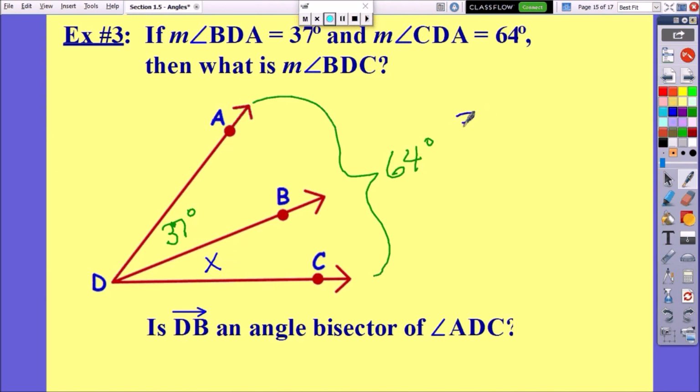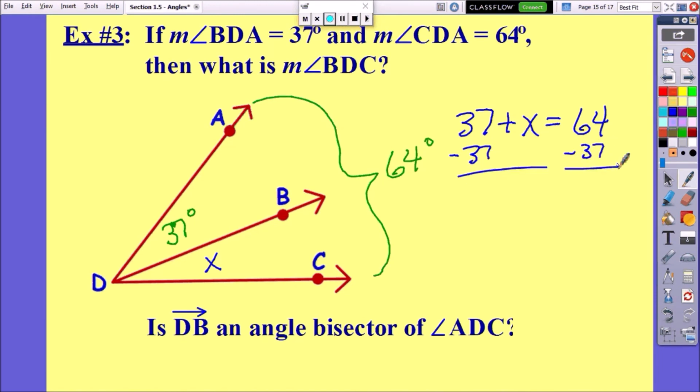So we could set this up with the angle addition postulate and say when you add up these two small angles, we should get an overall answer of 64. So if I subtract the 37 degrees from the 64, then we end up with 27. So this angle is 27 degrees.